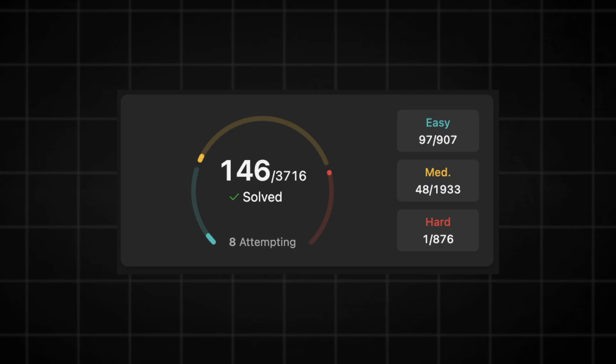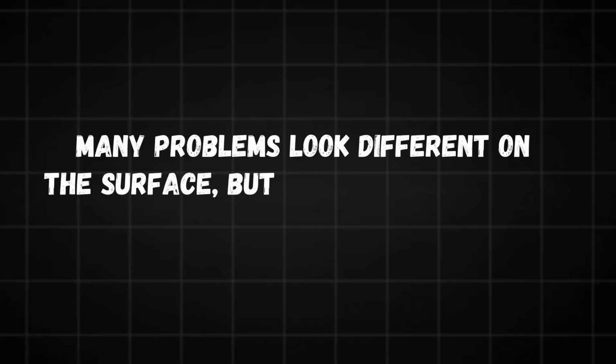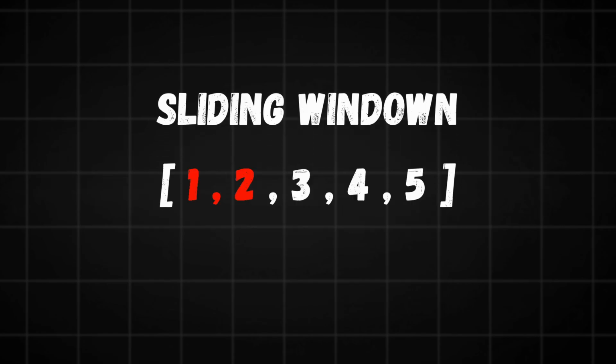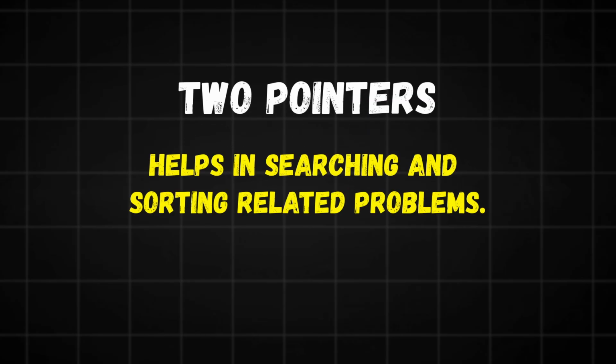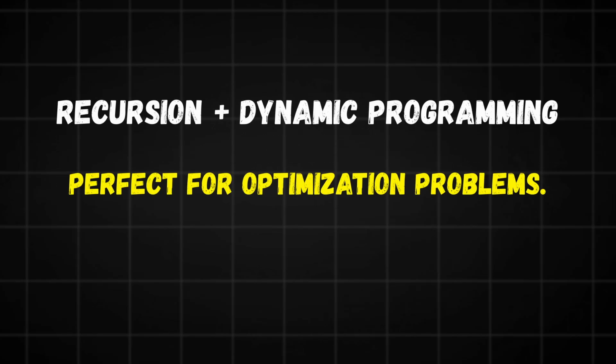Tip number 4, learn patterns. Now listen carefully. Solving hundreds of problems will not automatically make you a master. What really helps is learning the patterns behind the problems, because many problems look different on the surface, but the solution is often based on the same pattern. For example, sliding window, useful for subarray and substring problems. Two pointers, helps in searching and sorting related problems. Next, we have recursion plus dynamic programming. This is perfect for optimization problems.